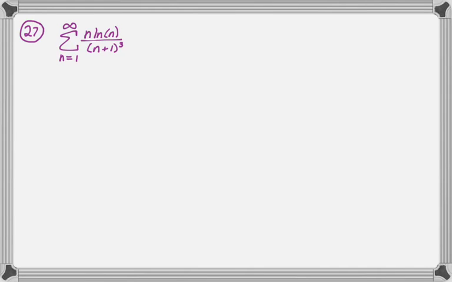So we want the sum from 1 to infinity of n times natural log of n over n plus 1 cubed. So I look at that and I think if I try the ratio test, I'm probably going to just get 1, so that doesn't seem efficient. I think I could integrate that. It looks like something that we could definitely integrate. But I think what I'm going to try to do is find a series to compare it to.